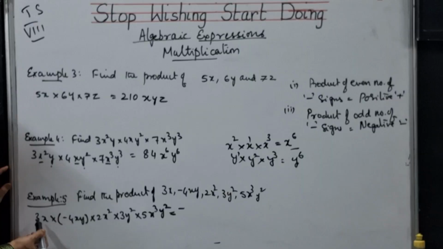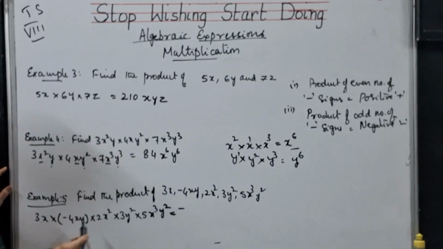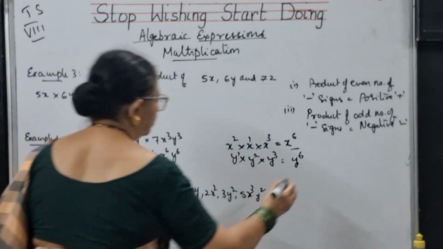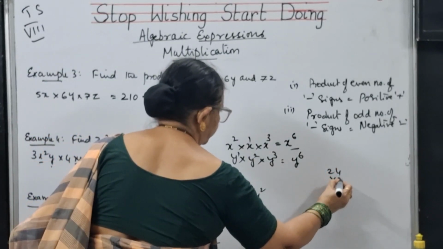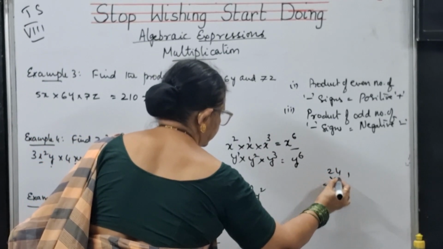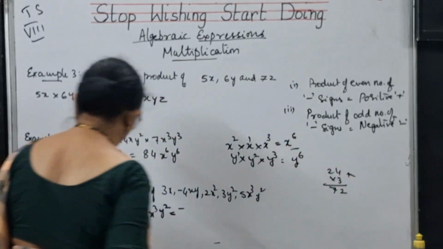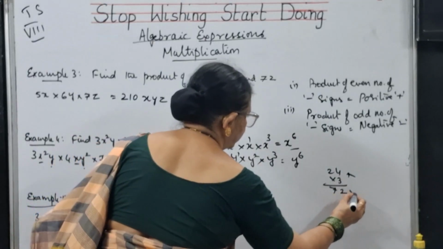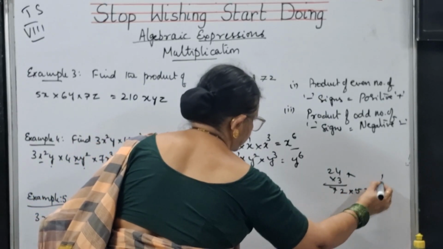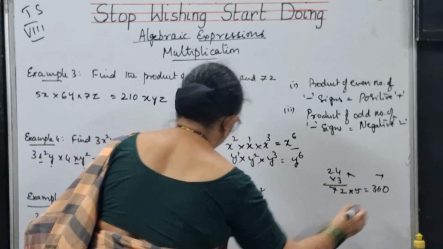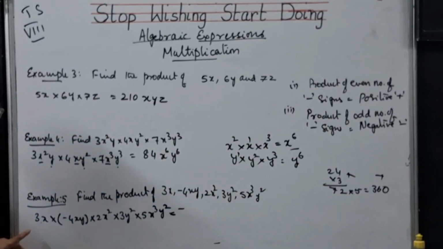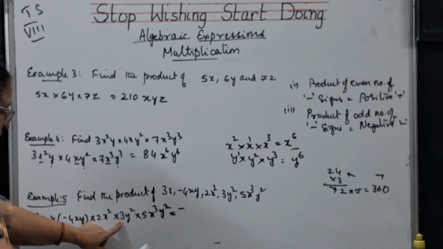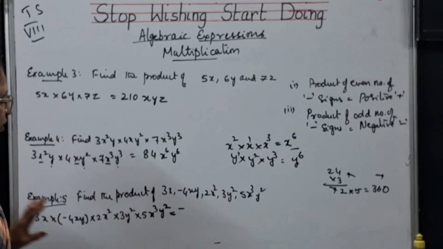Now let me multiply the numerals. 3 4s are 12. 12 2s are 24. 24 into 3. 3 4s are 12, 3 2s are 6, 1 is 7, so 72. 24 into 3 I have done. This into 5. 72 into 5. 5 2s are 10. 5 7s are 35, 1 is 36. I have got 360. So let me see once again. 3 4s are 12. 12 2s are 24. 24 3s are 72. 72 5s are 360.